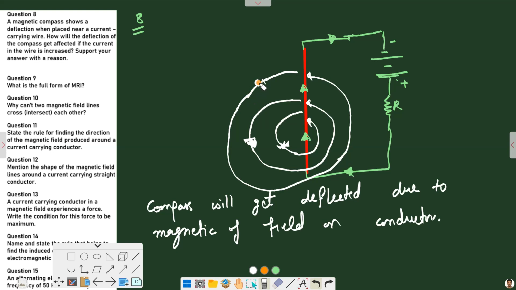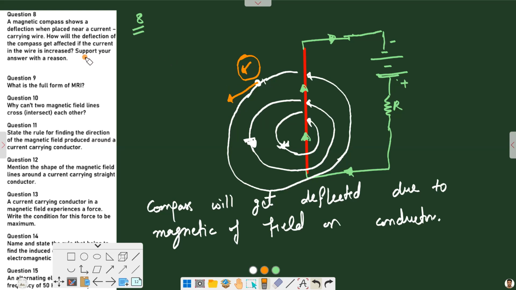Now this is our point of interest where the compass is placed. If we find the direction of the magnetic field here, it will be tangent to this magnetic field line, and this is the direction of the magnetic field line. So if we place the compass here, then that compass will point like this. It will point in the direction of the magnetic field line, and the direction of the magnetic field line here will be this. So the compass will point in this direction.